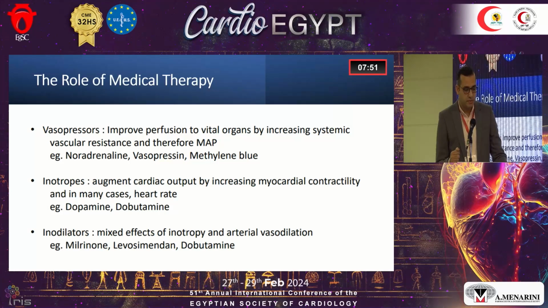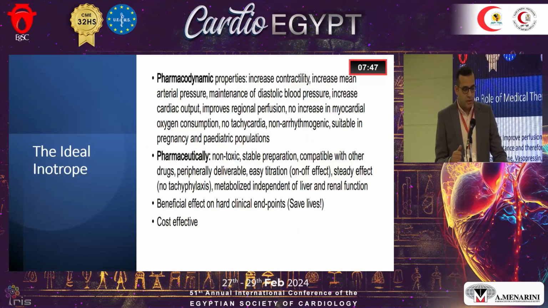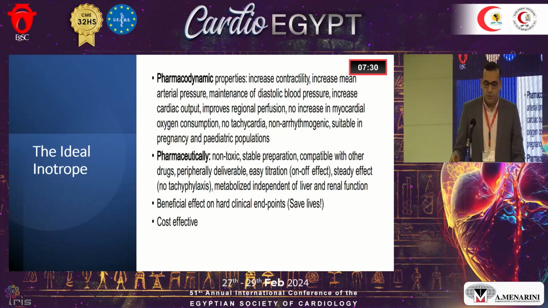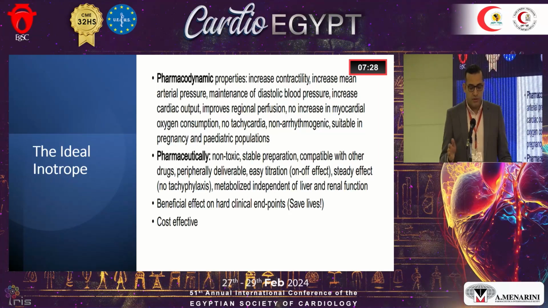The role of medical therapy. The second line is medical therapy. You have the vasopressors, the inotropes, and the inodilators. But what are the criteria of the ideal drug to treat cardiogenic shock? We need a drug that increases contractility, increases mean arterial blood pressure, maintains diastolic blood pressure, increases cardiac output, and improves regional perfusion without increase in myocardial oxygen consumption, with no tachycardia, non-arrhythmogenic, suitable in pregnancy and the pediatric population, non-toxic, stable respiration, and cost-effective.